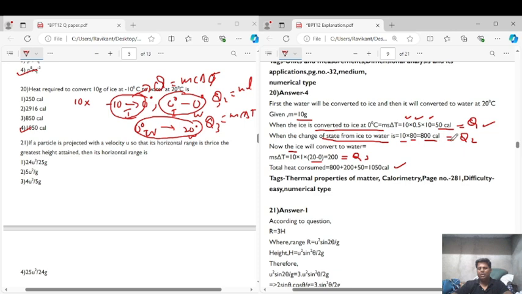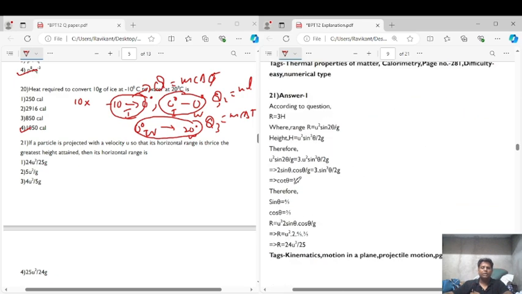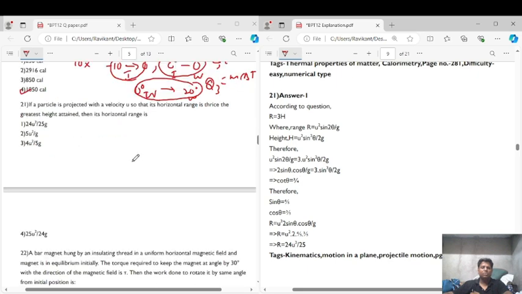So we'll use mL as the formula, that is mass into latent heat, and the heat supplied is equal to Q2. And then water at 0 degree centigrade is converted into water at 20 degree centigrade. Here the change in temperature takes place. So we'll use mc delta T, and this heat supplied is taken as Q3. The total heat supplied will be equal to Q1 plus Q2 plus Q3. Right? Correct answer for question number 20 is 1050.